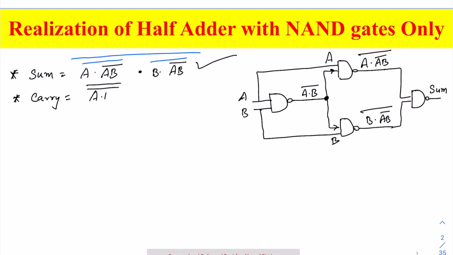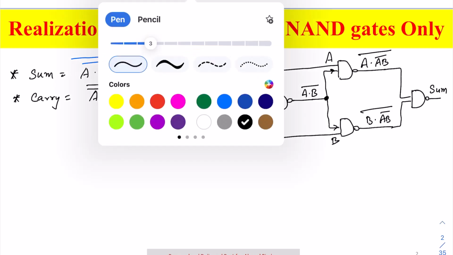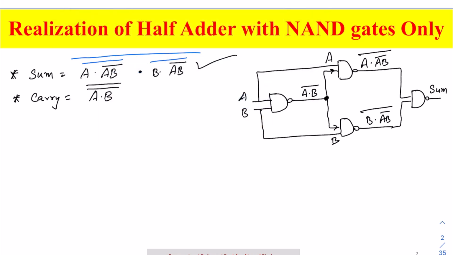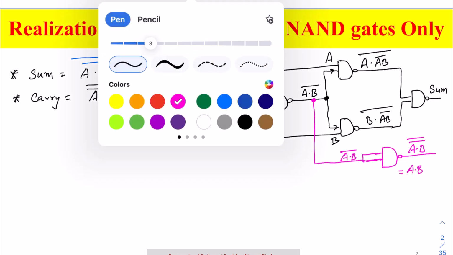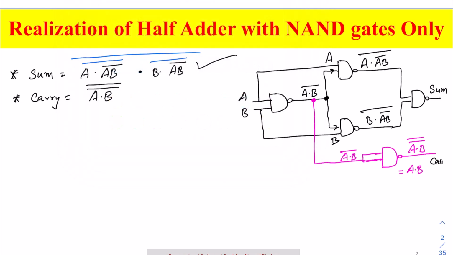Now carry is easy, because I told you carry is what? It is A dot B double bar. So A dot B bar is already available. Where is A dot B bar? It is here. So what we need to do is just give it to a NOT gate. And how do you implement a NOT gate? NOT gate means single input, so we short the two input terminals of a NAND gate. If A dot B bar is the input, the output will be A dot B bar with one more bar, and the bars will cancel. That will be A dot B, and that will be nothing but your carry. So we write here, this is our carry.